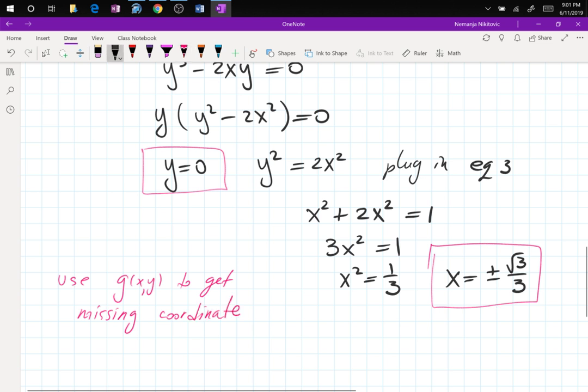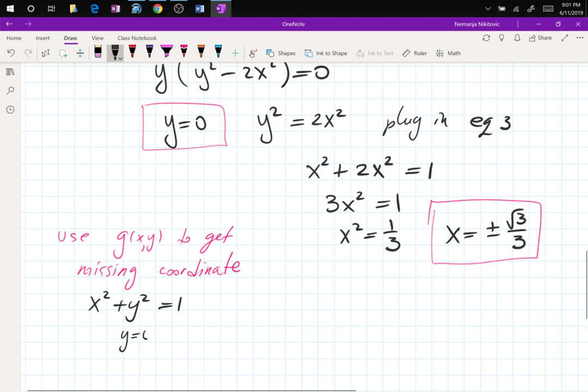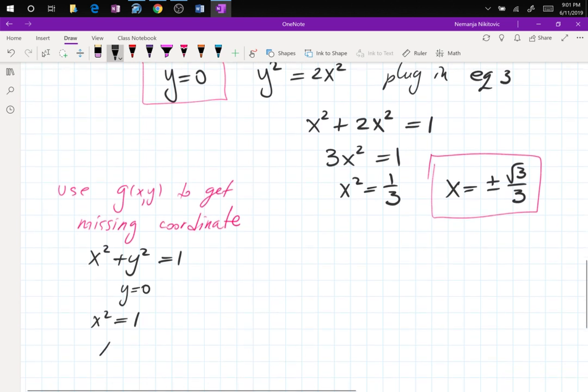So it's x squared plus y squared equals 1. If y is equal to 0, then x squared is equal to 1, so x becomes plus or minus 1. So we get 2 points, (1, 0) and (negative 1, 0), from y equals 0.